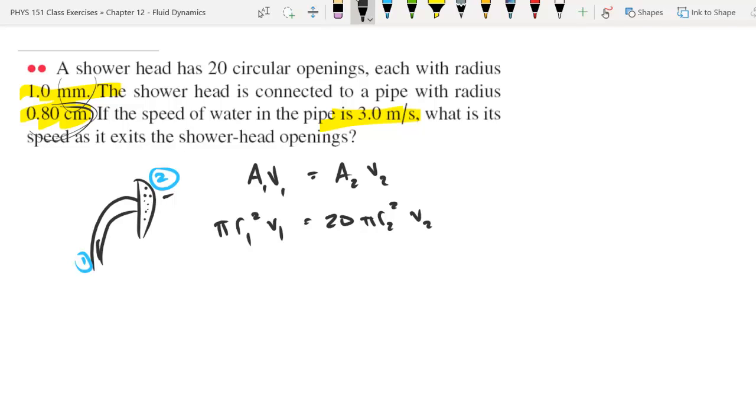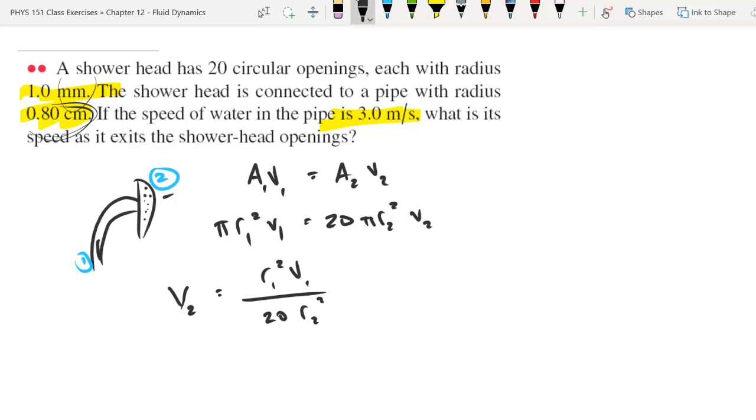Because there's 20 of those little openings. So these pi's will actually cancel out, and we'll have velocity 2, which is the velocity out of each of these holes in the shower head. This is going to be equal to r1 squared over r2 squared times v1, right? Oops, there's a 20. So it's going to be r1 squared v1 over 20 r2 squared.